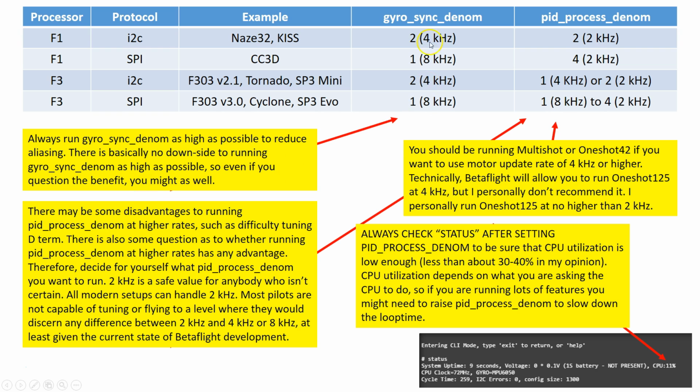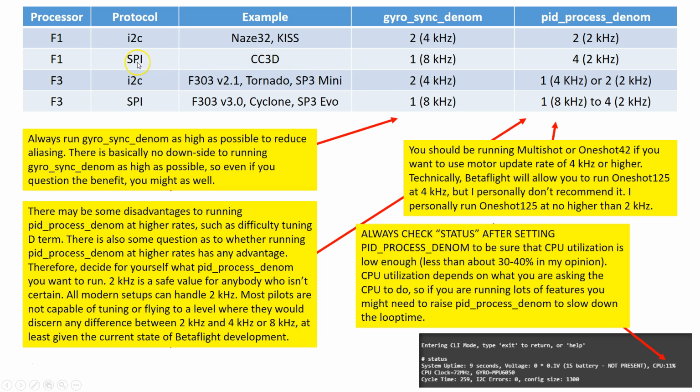If you go down the list of gyrosync denoms, you'll note that I'm always telling you to run the gyrosync denom as fast as possible to reduce aliasing. And if you want to know more about aliasing, I'll link you to another video of mine in the upper right. Ding! There it is. There's basically no downside to running gyrosync denom as fast as possible. By the way, this is a little bit misleading how I've worded it here. I said run gyrosync denom as high as possible. Well, actually, the higher is a slower rate. That's kind of backwards. Gyrosync denom should be as low as possible for the fastest rate possible.